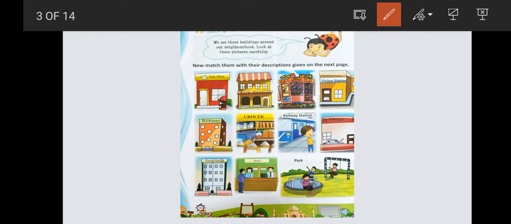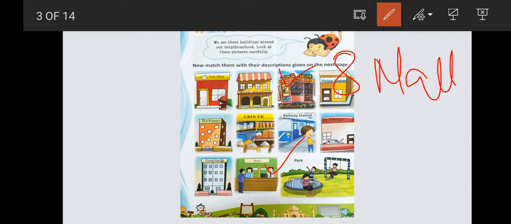Now, next one, number eight, a place where there are many shops in one building. This place is called mall or shopping mall. Okay, so right here, M-A-L-L. Number nine, a place where children play. So, children play in the park. You can identify the picture of park very easily. This is park. So, number nine, park.